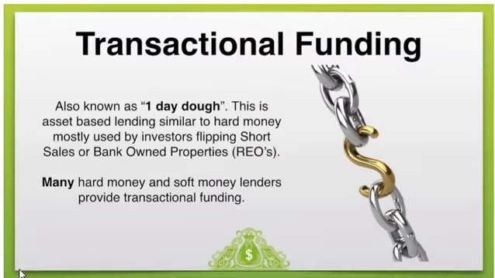Next, let's talk about transactional funding, also known as one-day dough. Now, this is asset-based lending similar to hard money, mostly used by investors flipping short sales or bank-owned properties. Now, the reason is many banks restrict your ability to assign or double close a property that they're selling as a short sale or an REO. They force you to have to physically take down the property, which eliminates you being able to wholesale it.